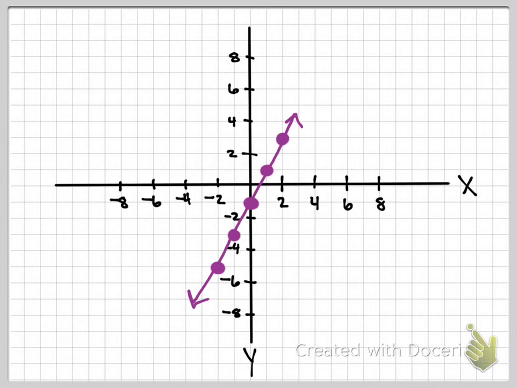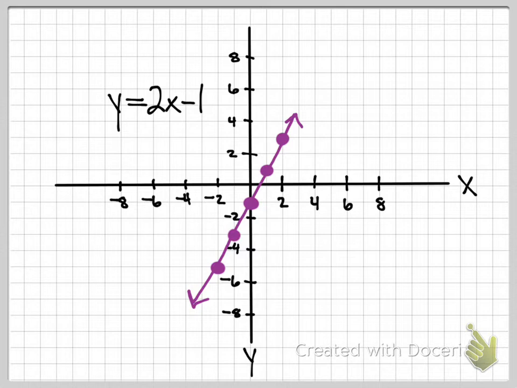The arrows on the end mean that there are infinite numbers of solutions. The ordered pairs that are solutions to this equation extend on into infinity. These are just the 5 that I have plotted. The last step is to write the equation that we have graphed on our graph. So when they're checking your paper tomorrow, they can see, oh, this is the equation y equals 2x minus 1 that they graphed. Okay, y equals 2x minus 1.